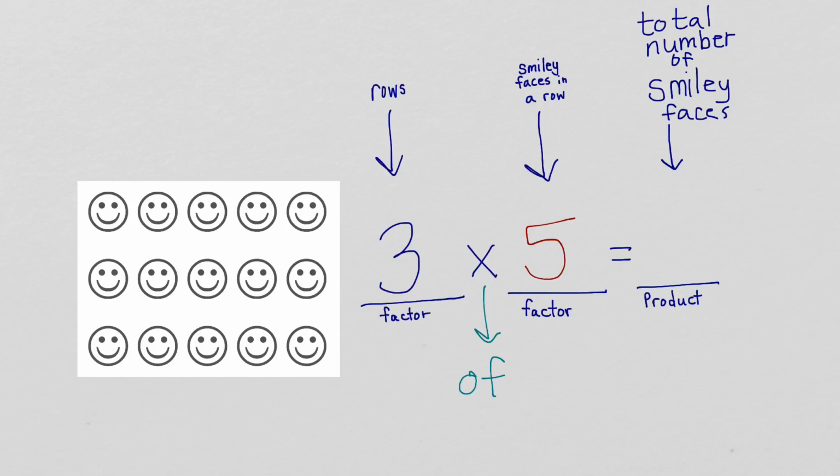So now we're looking for the total number of smiley faces. Let's go together. Let's count 3 5s. What did you get? Say it out loud, please. Correct. It was 15 total smiley faces. Now we also call the answer of a multiplication sentence or multiplication fact a product.